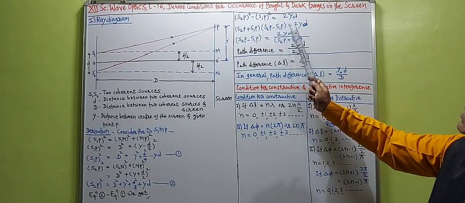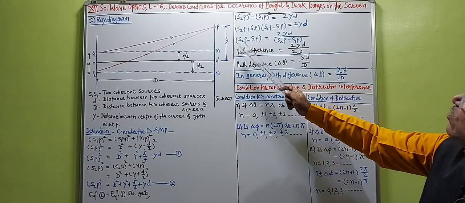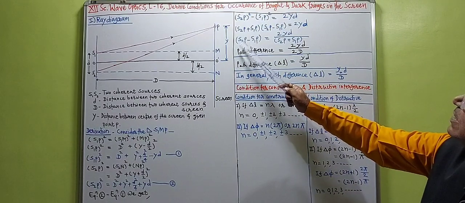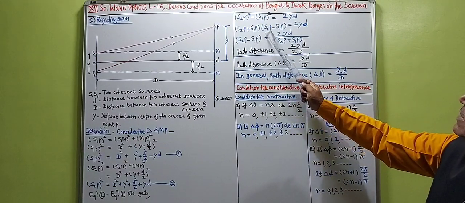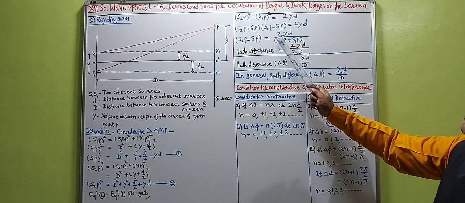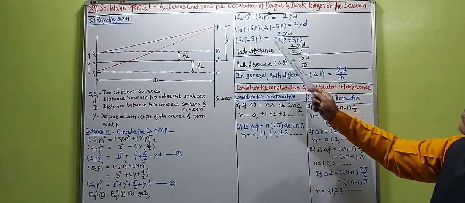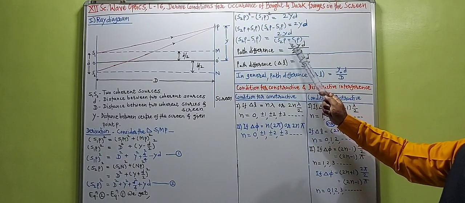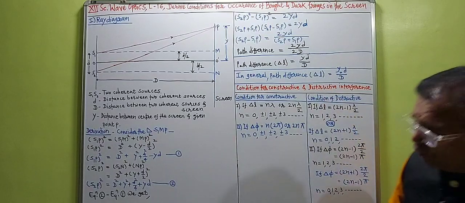S2P minus S1P is equal to 2YD. We want what here? Path difference. S2P minus S1P, we get, is 2YD upon S2P plus S1P. So what is S2P?